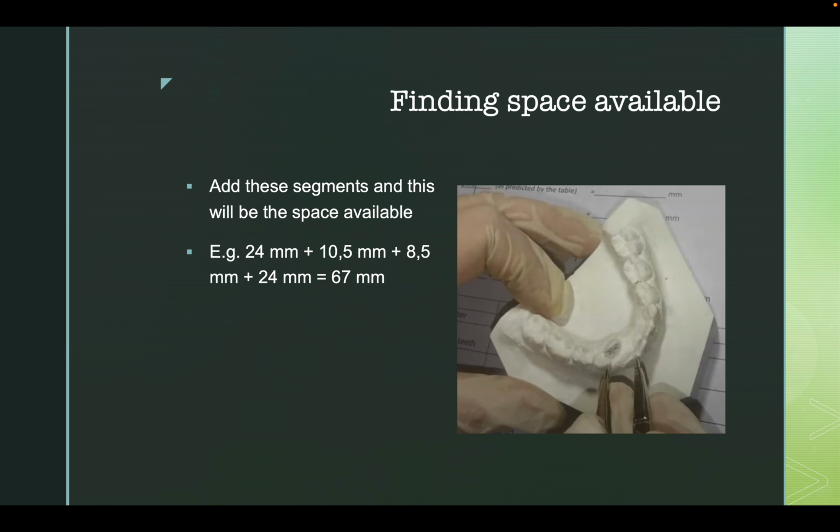So for example, from the previous measurement, it will be 24 millimeter plus 10.5 millimeter plus 8.5 millimeter plus 24 millimeter equals 67 millimeter.